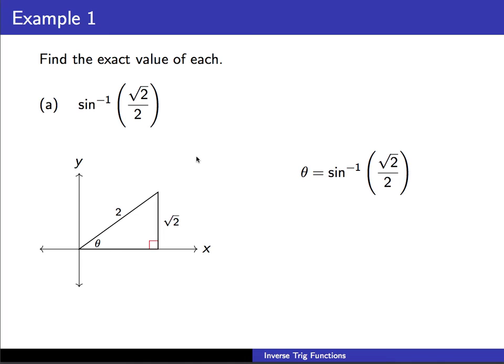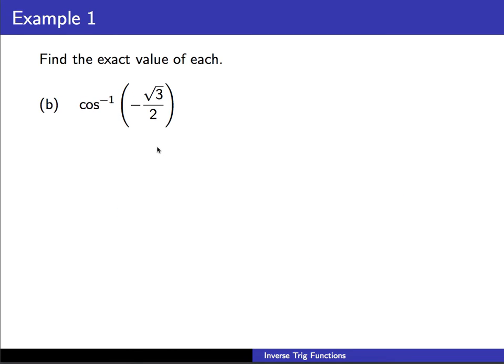So if we look at what theta is, inverse sine of square root of 2 over 2 is 45 degrees. So theta in radians is pi over 4. If we took the sine of pi over 4, it would give us square root of 2 over 2, which is about 0.707.